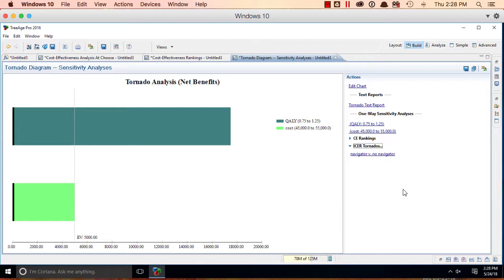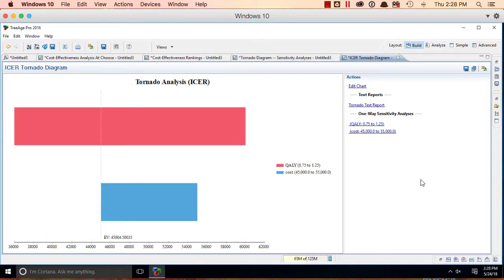The third main point about this graph is that the net monetary benefit is more sensitive to the larger bar. The larger the bar, the bigger the influence on the net monetary benefit. In this case, the dark green bar is the larger bar, that's quality, so it has a larger influence. In this example, quality has a larger influence on the net monetary benefit than cost, because the dark green bar for quality is larger. The light green bar for cost is smaller. Cost has a smaller influence on the net monetary benefit.